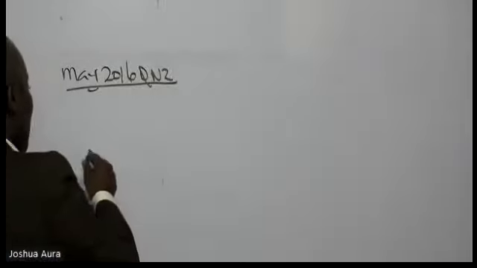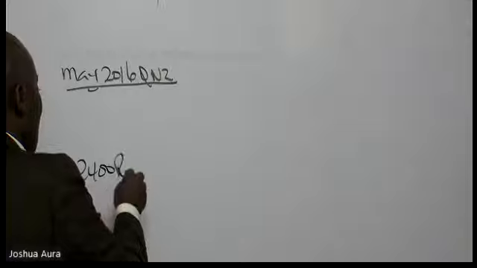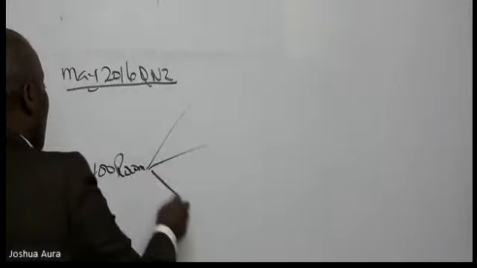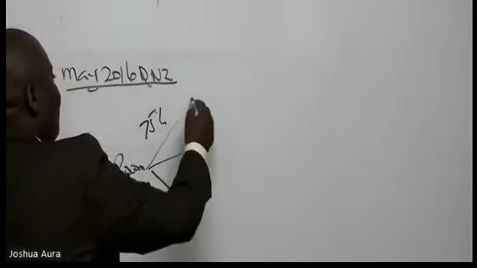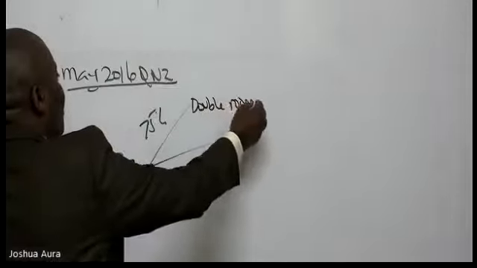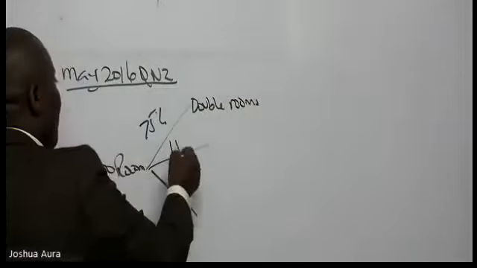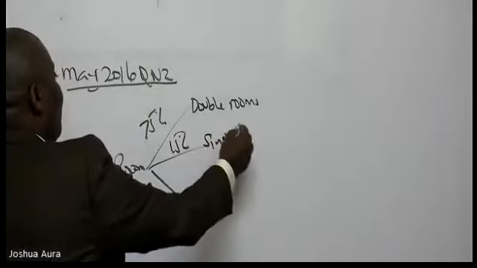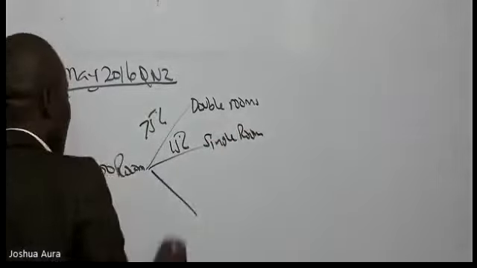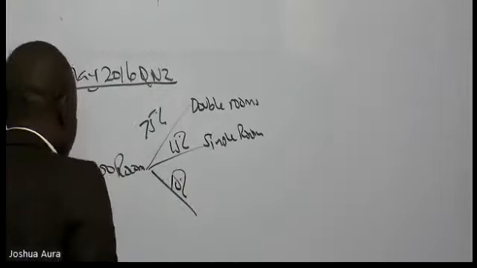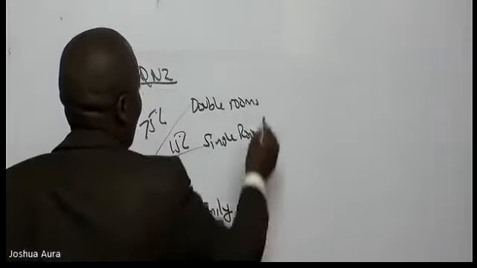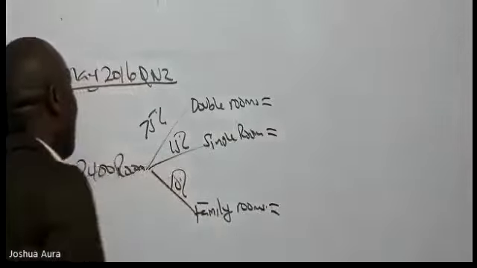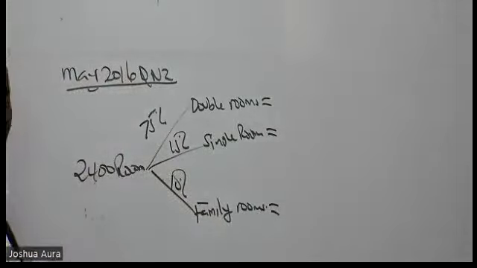So out of these 2,400 rooms, we know that 75% are double rooms, 15% are single rooms, all right? Then we have 10%. 10% are what here? 10% are family rooms. So could you kindly give me these figures? So 75% of 2,400 gives us how many double rooms?